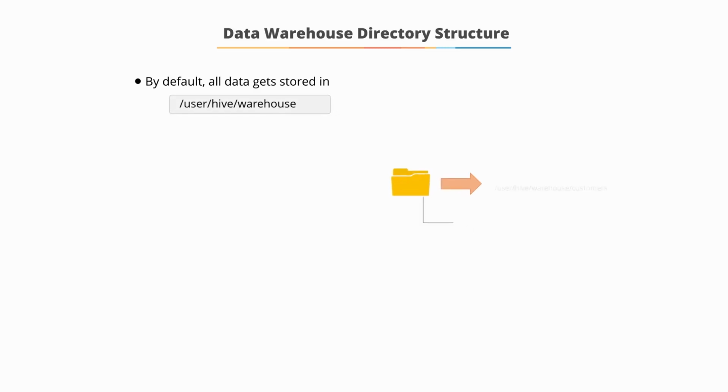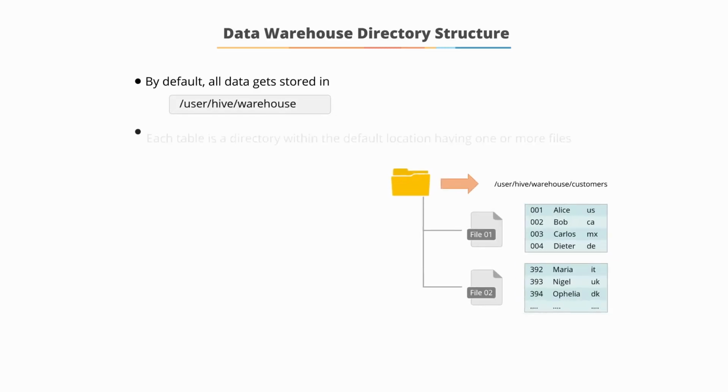The data warehouse directory structure. Now that we have looked at the use of Metastore in Hive, we will continue to look at how and where the data is stored. In the given example, /user/hive/warehouse is the default, and each table is a directory within the default location that contains one or more files.